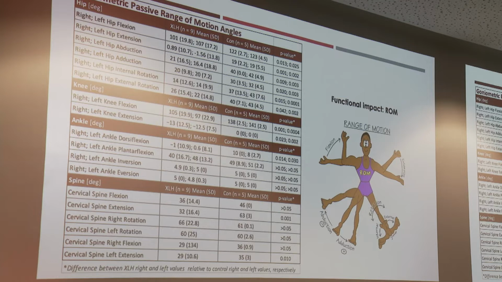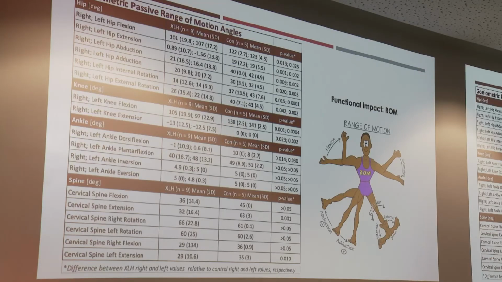Again, lots of numbers. I don't expect that you're going to read the numbers, but what I want you to recognize is that on this panel, we're showing right and left. And it's ubiquitous that if the right is affected, the left is affected, numerically, in terms of looking at joint angles. You can see that at the hip, there are really significant differences in range of motion.